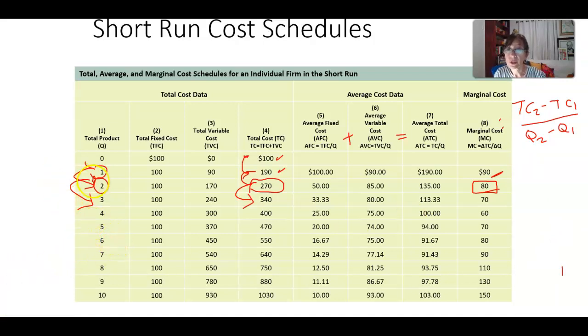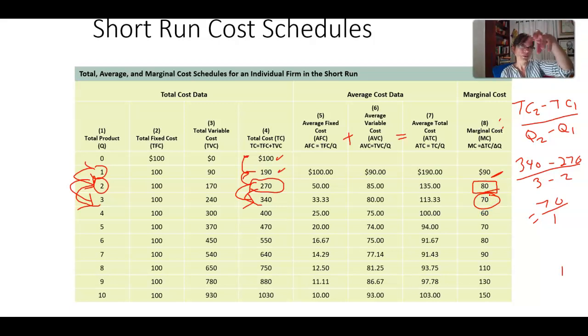Okay, so we went from 2 to 3 units of output, and the total cost went up from 270 to 340. So total cost 340 minus 270 over 3 minus 2. Okay, so that is going to be 70 over 1. So it cost us $70 to produce the third unit. Marginal cost means the additional cost for each unit that we're producing. How much is it costing us additionally?